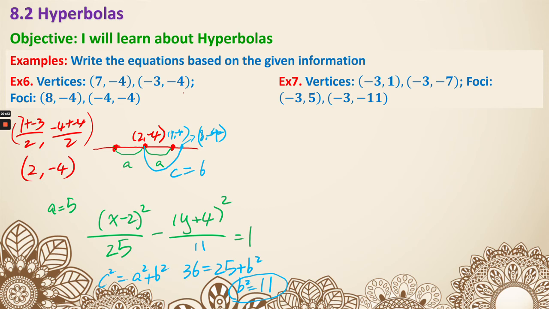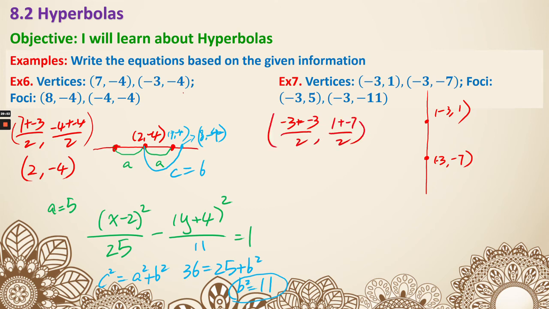Vertices in this case, -3, 1. Let's say this is -3, 1. And -3, -7. -3, -7 would be below. That means my transverse line is right here, a vertical one. So if that is -3, 1, and this is -3, -7, right in the middle, -3 plus -3 over 2, and 1 plus -7 over 2. That's going to give me my midpoint as -3, -3.